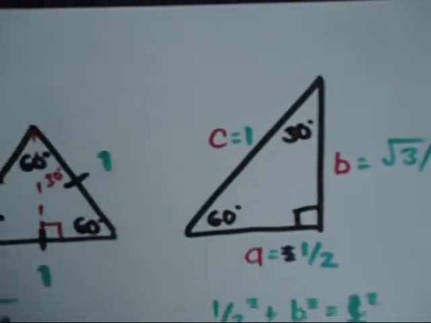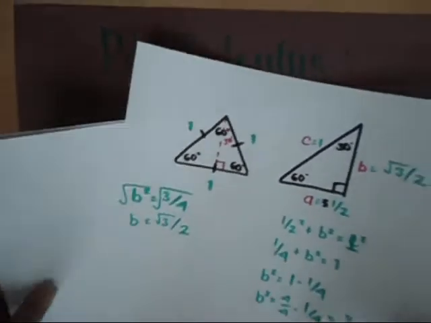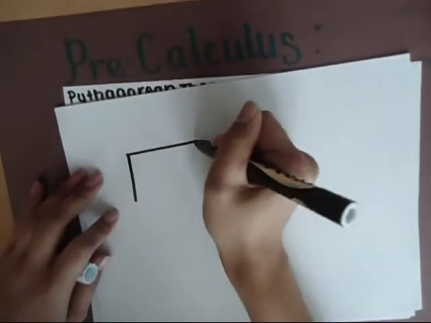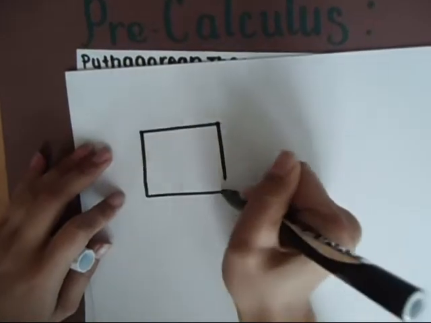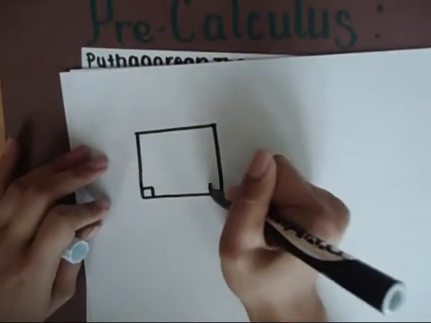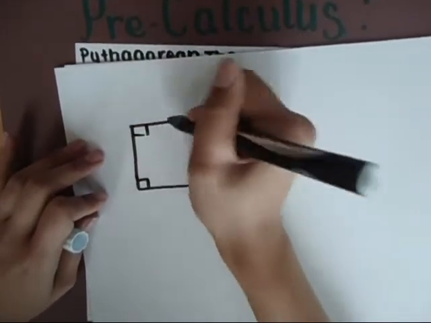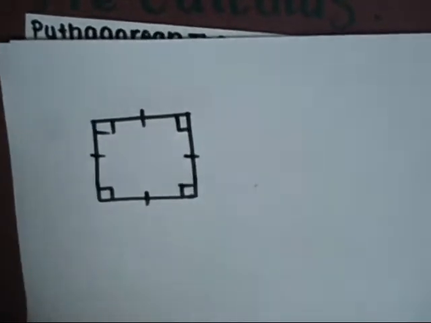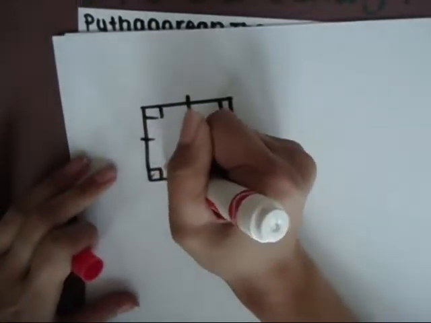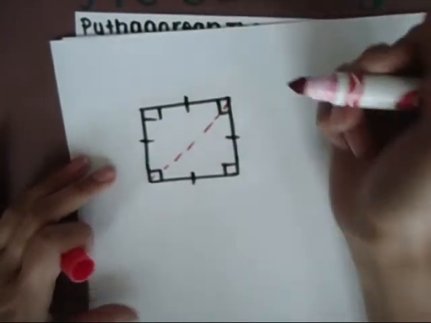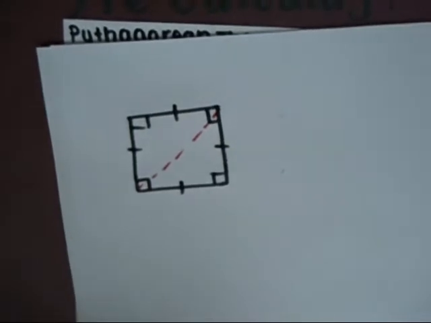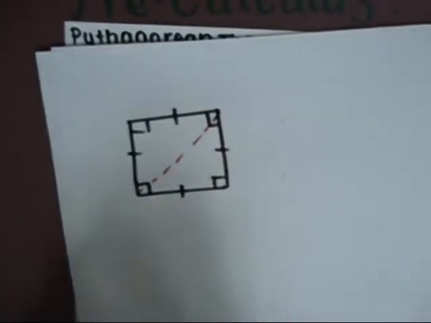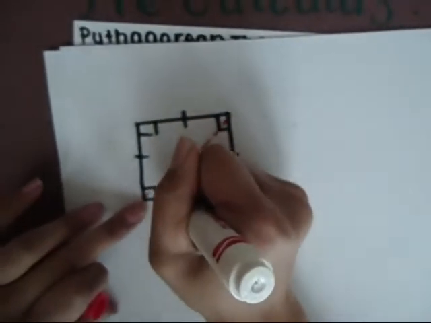Yes. Okay, so next we're going to talk about 45, 45, 90 triangles. Basically, it is a square, right? 90 degrees on all corners, and all the same length. So basically what it is, it's a square that is cut in half. So we have a 90 degree angle right here, and half of 90 is 45.